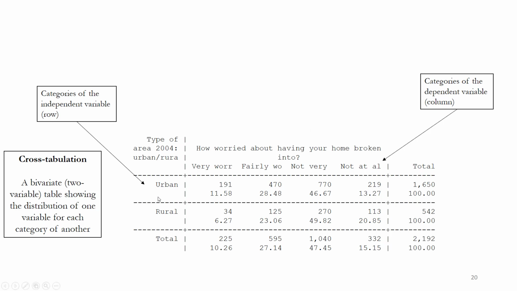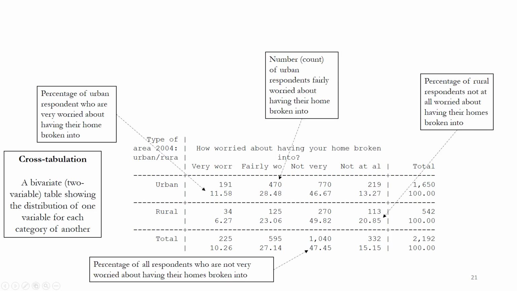So here we have categories of the independent variable, the row variable, and here we have categories of the dependent variable, the column. So here are the categories of fear of crime, and then the categories of urban-rural. Now we get several pieces of information in the cells. This figure here, 11.58, is the percentage of urban respondents who say they are very worried about crime. This figure down here, 20.85, is the percentage of rural respondents who say they are not at all worried about crime. And this allows us to compare across the two categories of the independent variable, to look at levels of high worry between urban-rural respondents and low levels of worry between urban-rural.